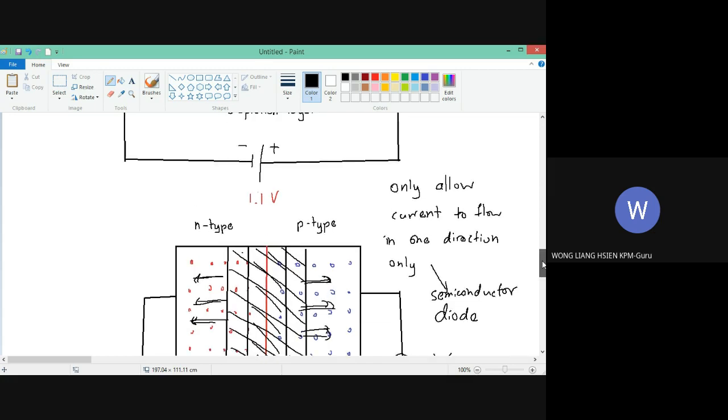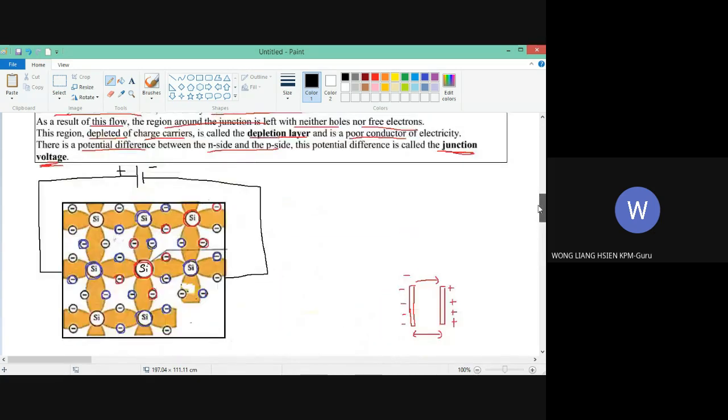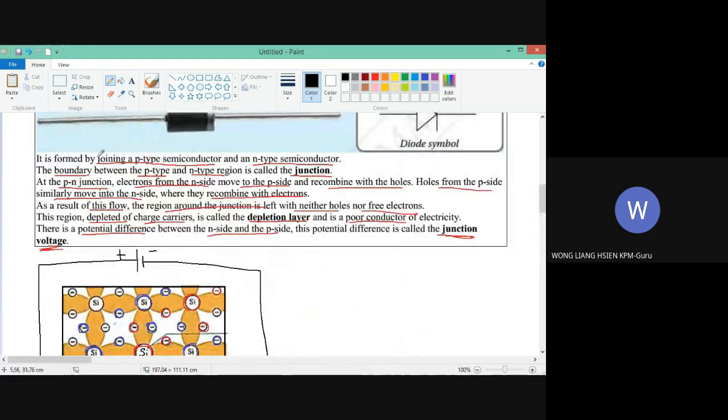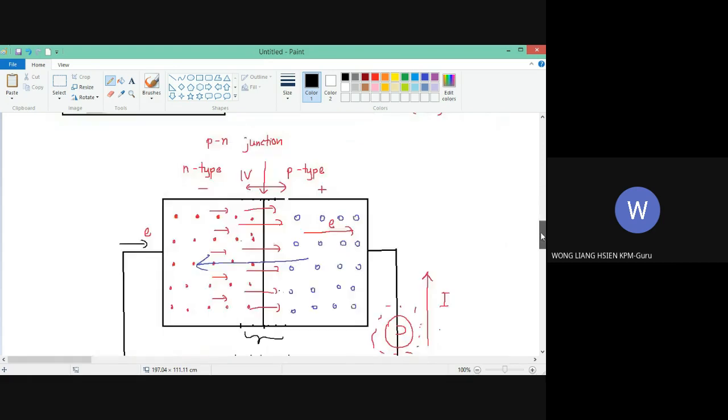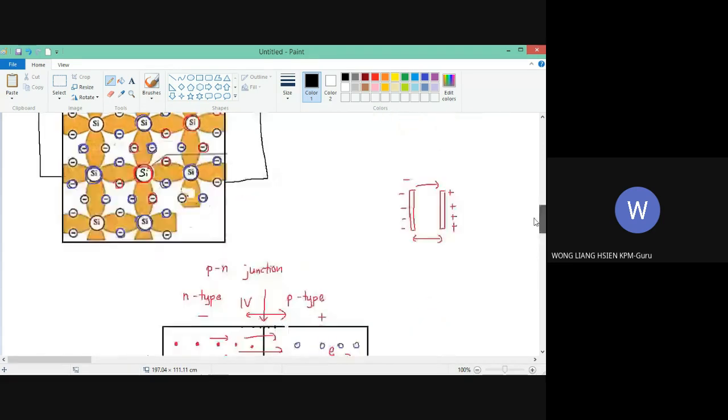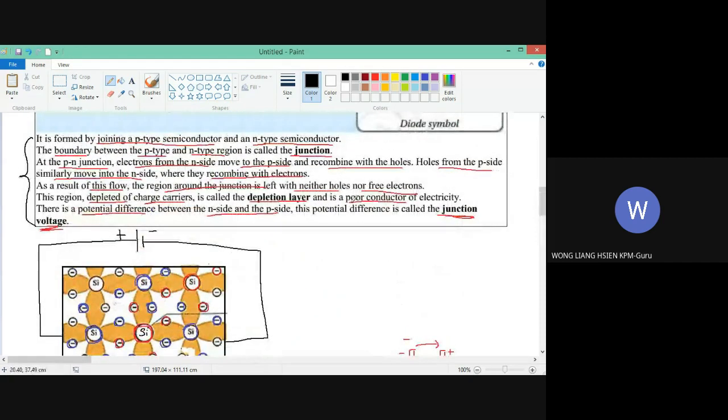Okay, so this is what is explained here. Formed by joining a p-type semiconductor and n-type semiconductor, the boundary becomes a junction, and at the PN junction, the electrons from the n side move to the p side. All of that, this whole thing here, is what I explained just now. All of this is the explanation of this one.